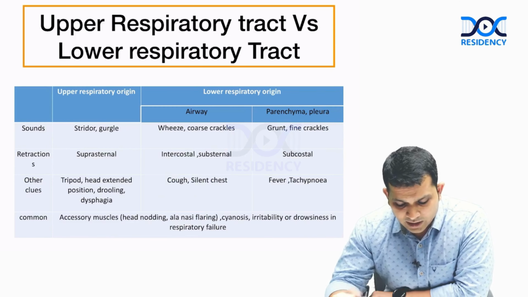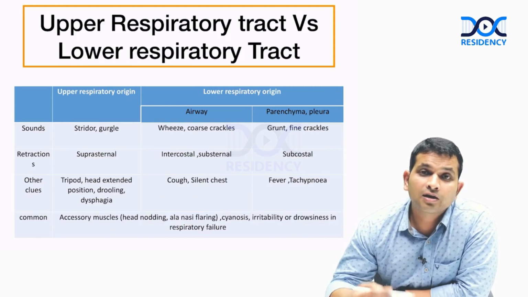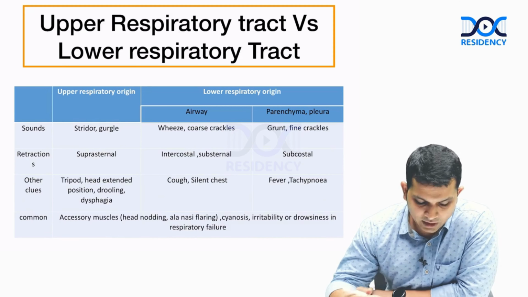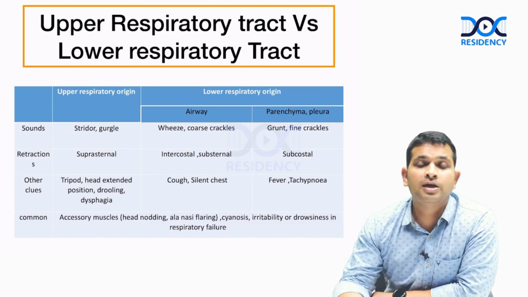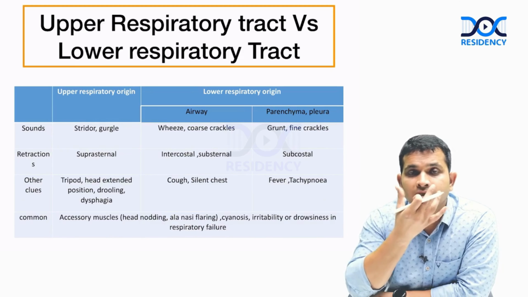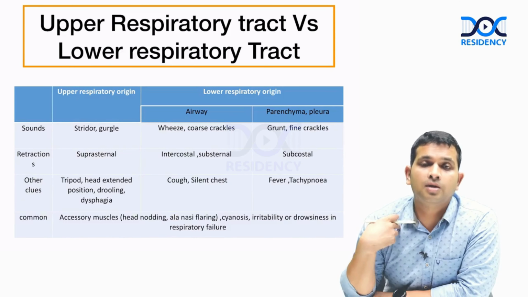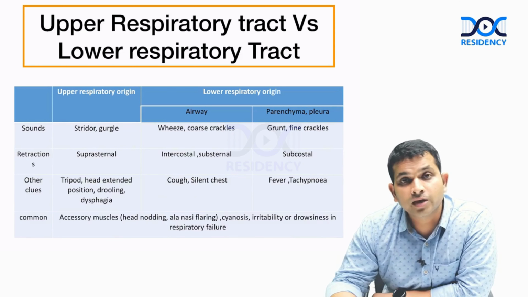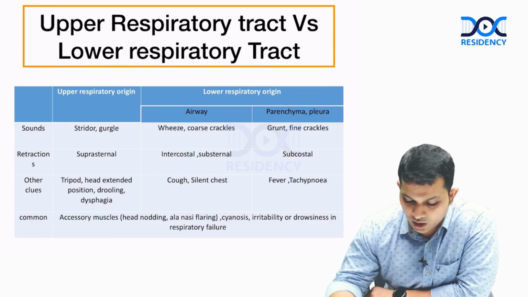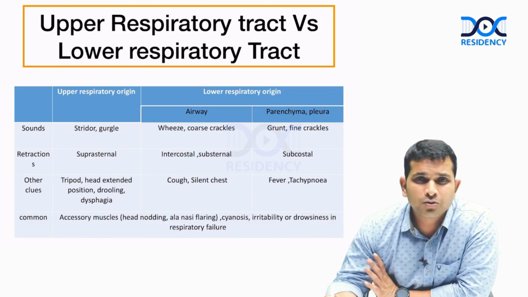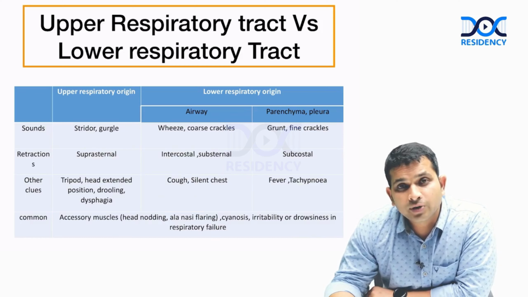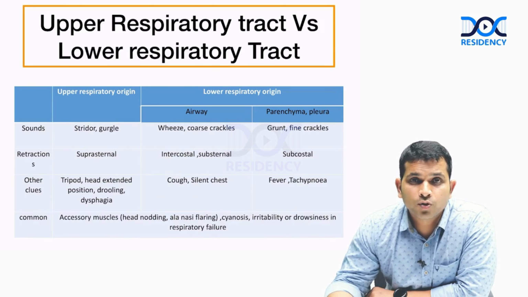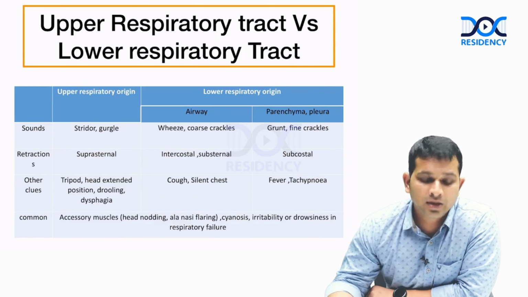Other accessory muscles involved and other features associated with work of breathing: you can have use of accessory muscles like head bobbing, alae nasi becoming bigger, suprasternal retractions, supraclavicular retractions, all those things. Sometimes you can have cyanosis, the saturation goes down, you become irritable, drowsy, and you can have respiratory failure. That means you are not breathing appropriately, so you need some intervention.